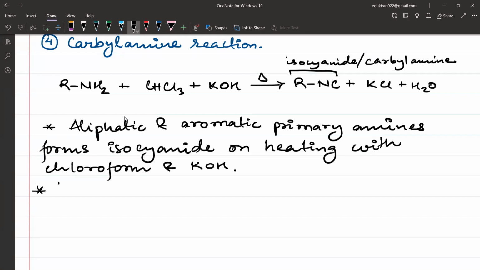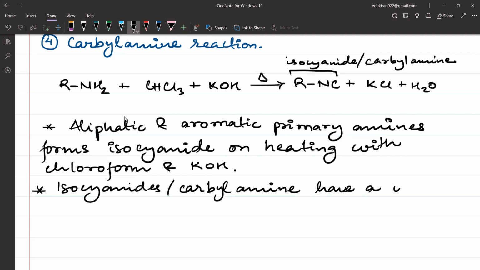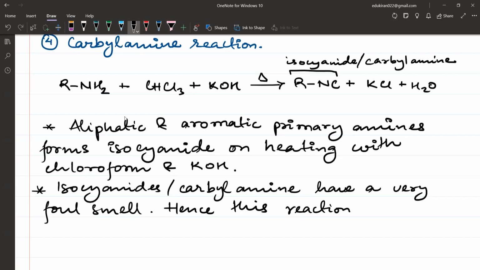Okay, right, next. Isocyanides or carbylamines have a very foul smell. Hence, this reaction is used for the test of 1-degree amines.